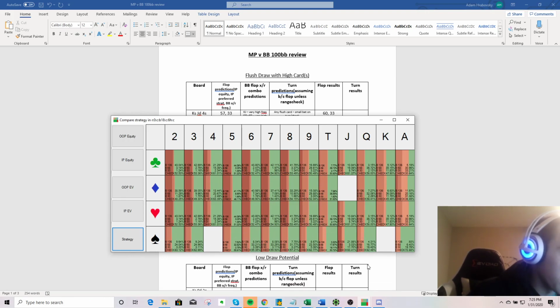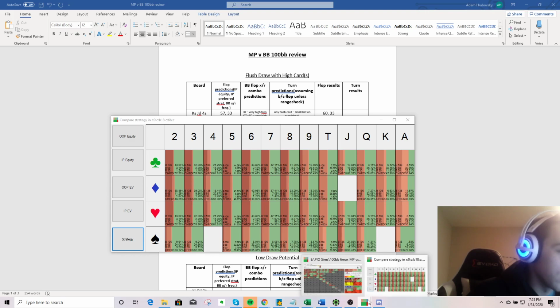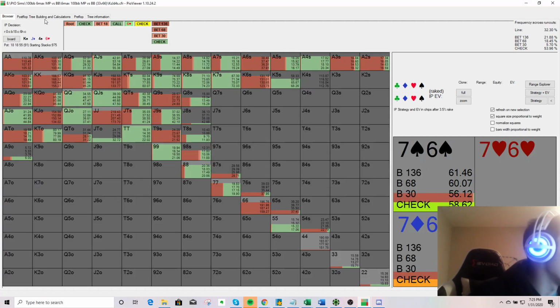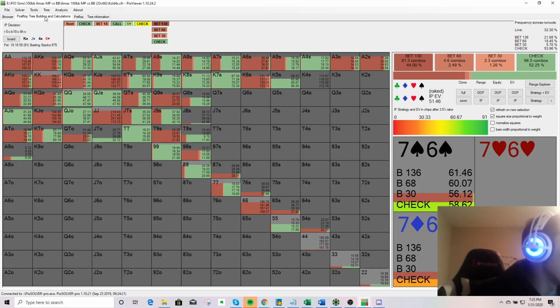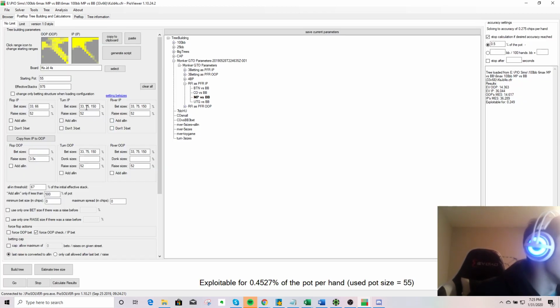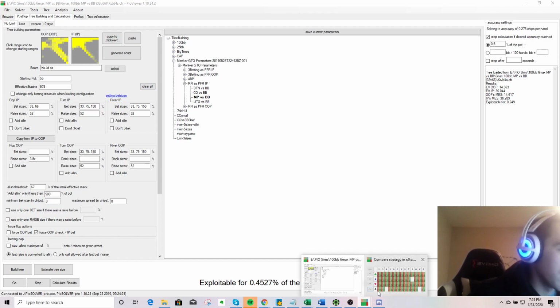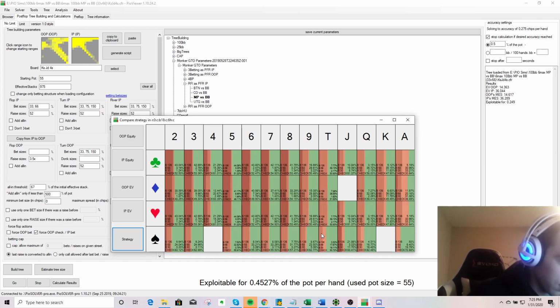We actually do have 3 sizings. So it's not just 75 and 150 on the turn in this, and we also gave in position the option to bet 33%. So the light red here is a 33% bet. The slightly darker is a 75% bet, and this dark red is a 150% pot bet.